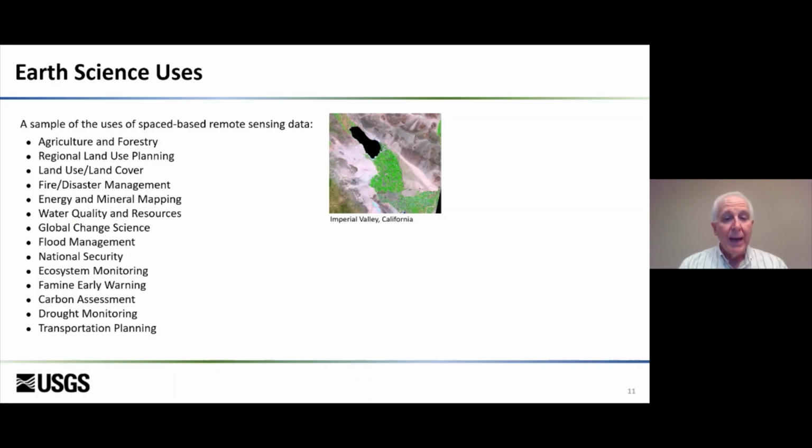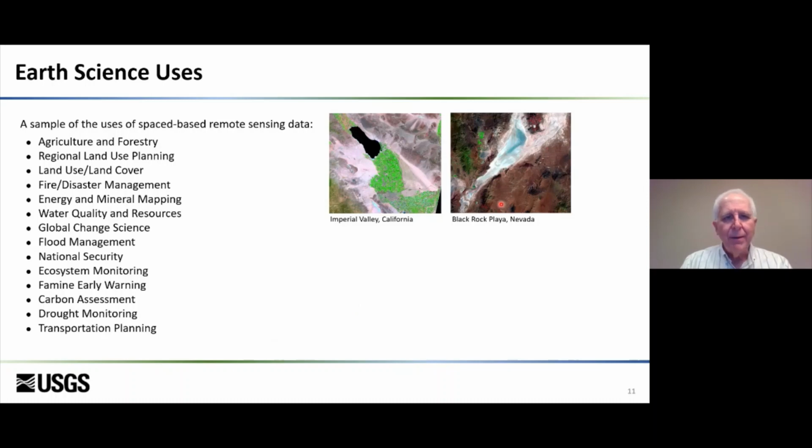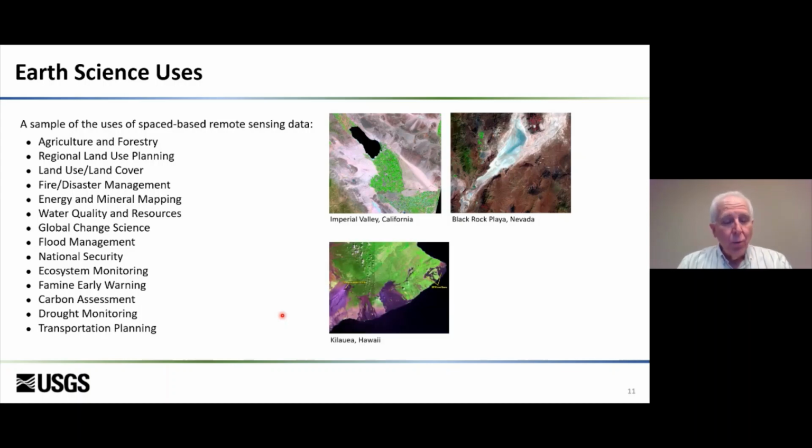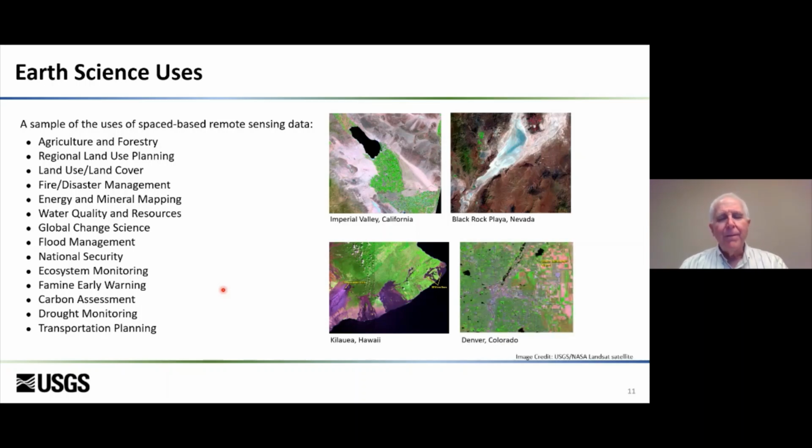Now, these images come from the Landsat satellite, which is operated by the USGS in partnership with our NASA partners. So this is an example, Imperial Valley, California. You can clearly see the agricultural area in bright green. This is an example in Nevada, so good to study the geology. In the image, this is Kilauea volcano in Hawaii, and you can see the black there is the more recent volcano lava. And then finally, an image of Denver, Colorado, useful to study the growth of urban areas.